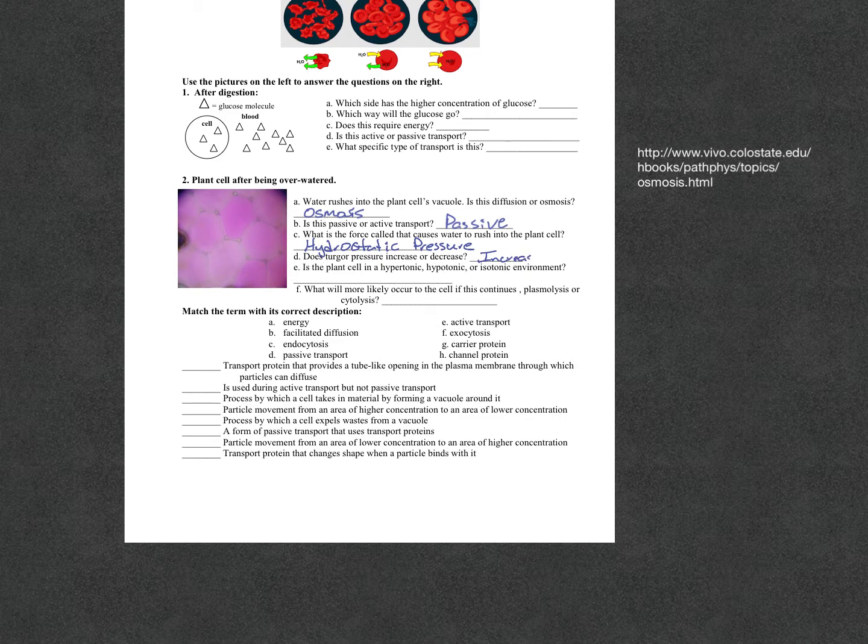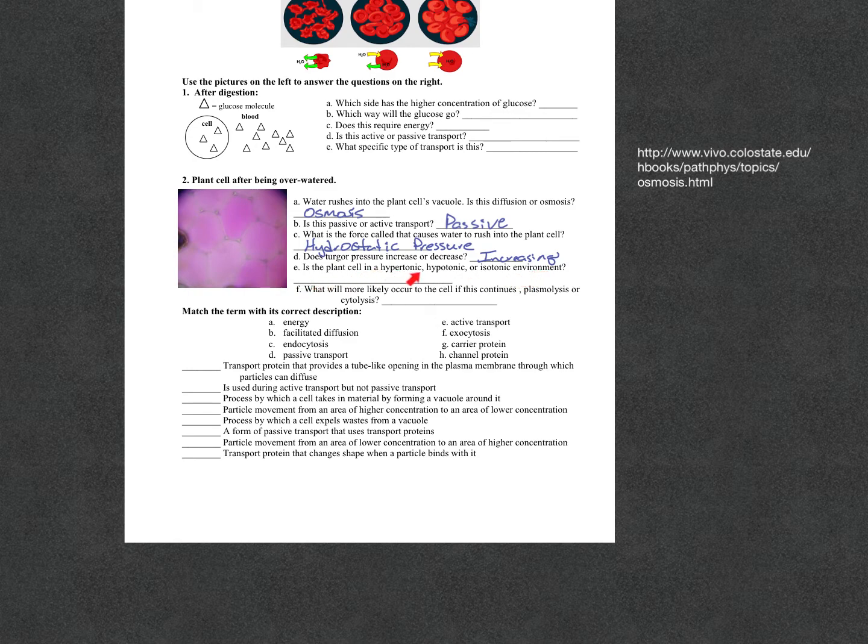I think if you rewind this and look at the picture on the previous page, and look at the cells here versus the cells there, I think you'd agree that obviously this is pushing up against the cell wall more than the previous picture. Is the plant cell hypertonic, hypotonic, or isotonic?